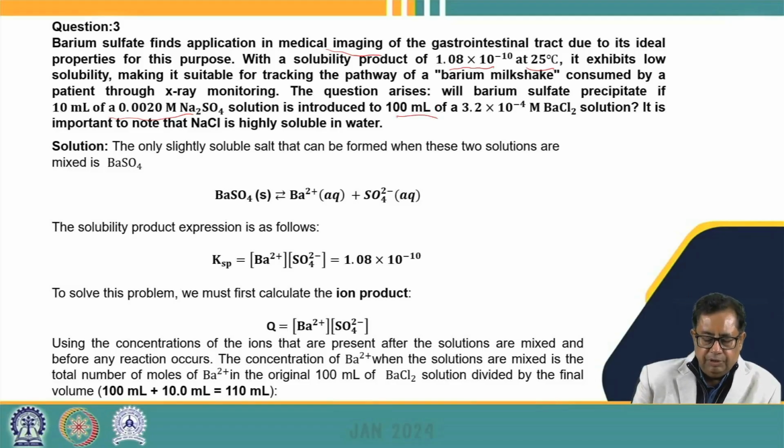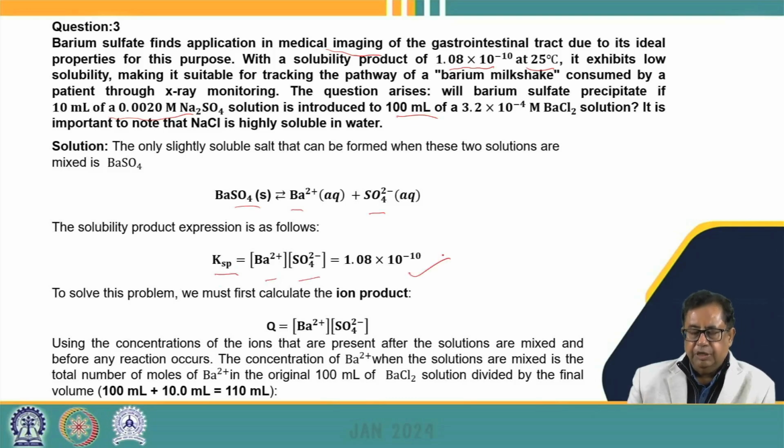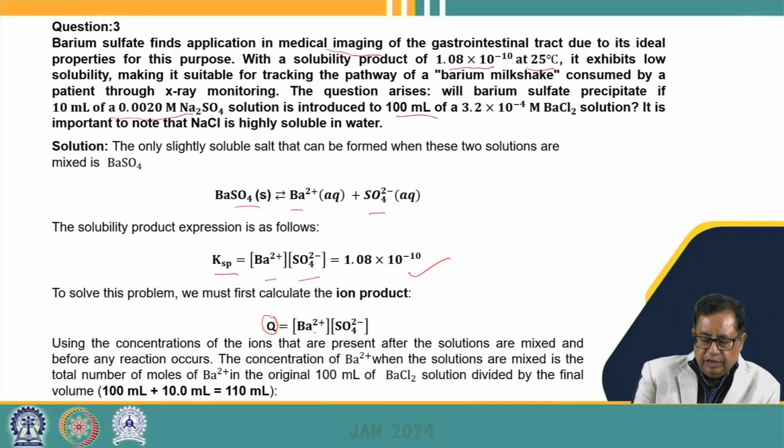We know that barium sulfate can dissociate into barium and sulfate ions, so the solubility product of barium and sulfate will be 1.08 into 10 to the power minus 10. We have to calculate the ion product of barium and sulfate to determine whether the barium sulfate will precipitate or not, because here we are considering that sodium chloride has a very high solubility in water. If the ionic product is greater than the Ksp value, it will precipitate, otherwise it will remain in the solution.